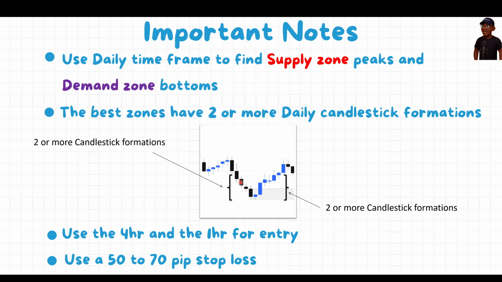So you can count the candles. 1, 2, 3, 4, 5 on the left side, and then 1, 2, 3, 4, 5, 6, 7 on the right side. So it should tell you that the candles are more than 2 on the left side, and you can also clearly see that they are more than 2 on the right side. So that is what I'm referring to. Make sure that the candles are more than 2 in the formation of either a supply zone or a demand zone.